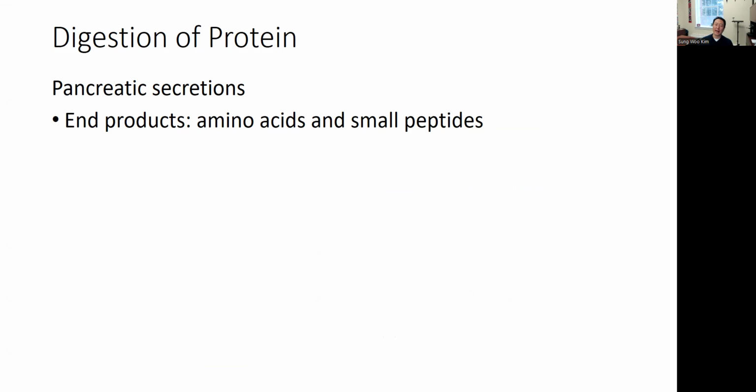So by the action of these five enzymes we talked about, but including pepsin is six. Okay, pepsin in the stomach, and trypsin, chymotrypsin, and elastase, carboxypeptidase type A, type B. All the six enzymes, proteases, will work together and digest a long polypeptide into very small peptides or amino acids. And so the end products from the pancreatic secretions will be amino acid and small peptides.